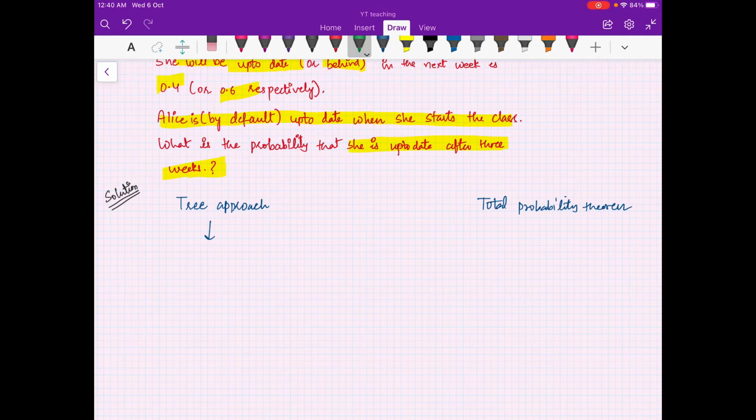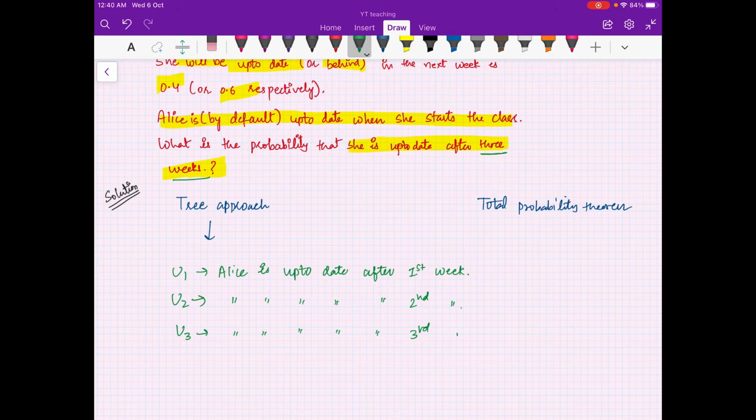So I'm calling that U1, because after 3 weeks we have to calculate. U1 I am calling the event as Alice is up to date after the first week. This is my event U1. And then similarly I am making event U2: Alice is up to date after the second week. And then I am making U3, which is Alice is up to date after the third week.